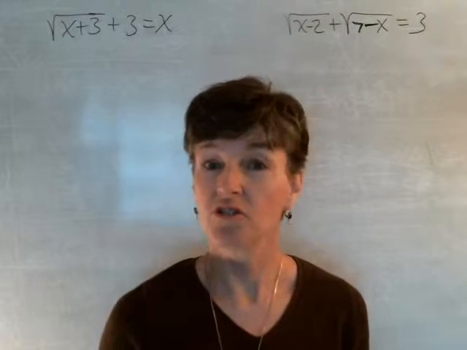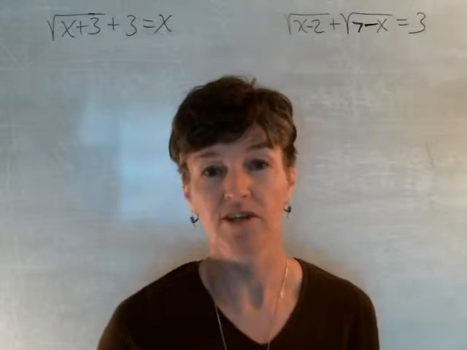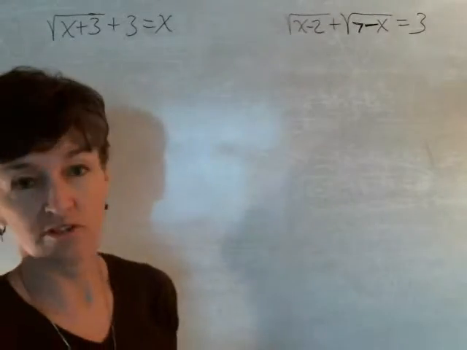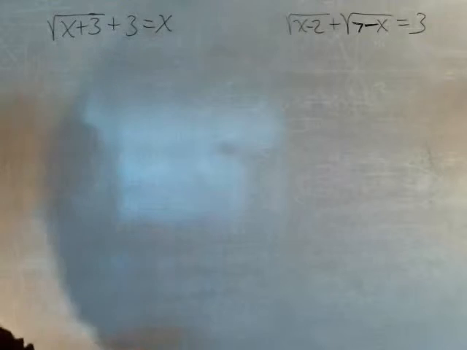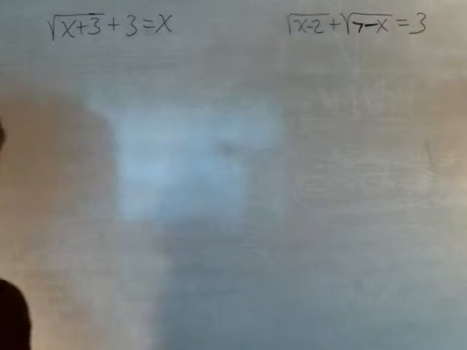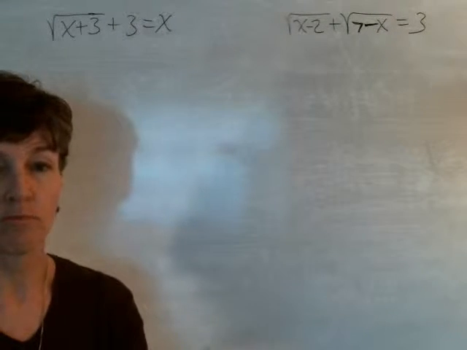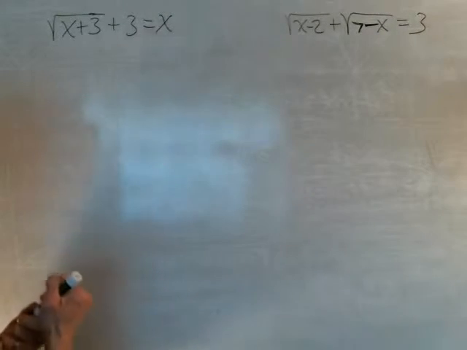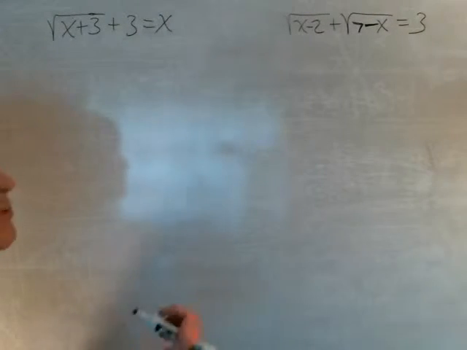All right, we are going to solve square root equations in this video. And so I have two different square root equations here on the board. We're going to start with this one. It's the simplest one. When you solve a square root equation, you're going to square both sides to get rid of that square root. But before you start, you need to get the square root by itself. It's just easier that way.